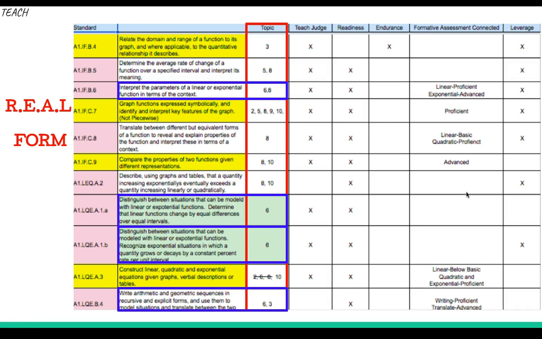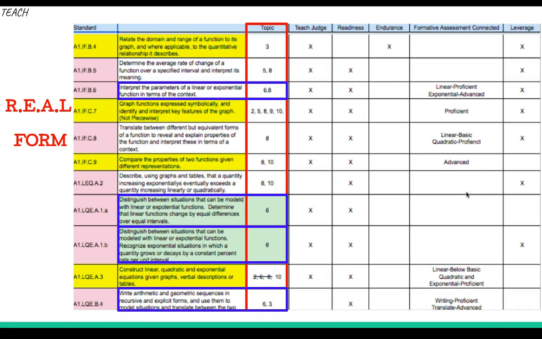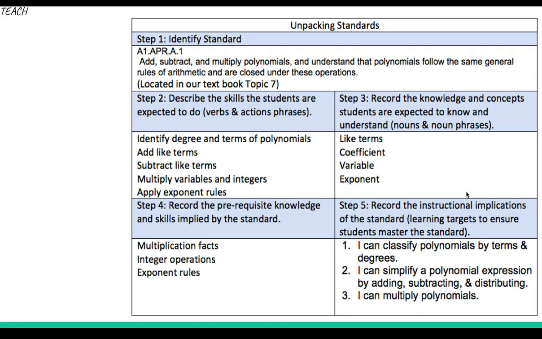Those that are highlighted now in blue, or have a box around them in blue, are the priority standards that they're looking for in Unit 6 or Topic 6. So the next step, after they identified what the standards for Topic 6 are, is to unpack all the standards that you said are priority standards.